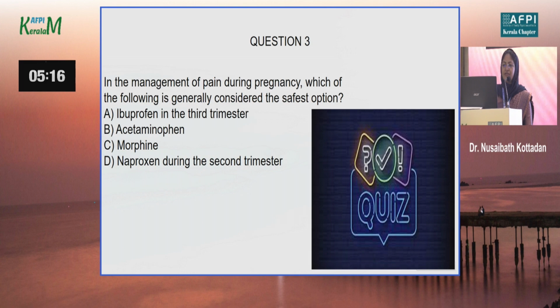In the management of pain during pregnancy, which of the following is generally considered the safest option? Easy question. Acetaminophen. What is the problem with ibuprofen in the third trimester? Yes, premature closure of ductus arteriosus, and naproxen during the second trimester will lead to cardiac defects in the fetus.